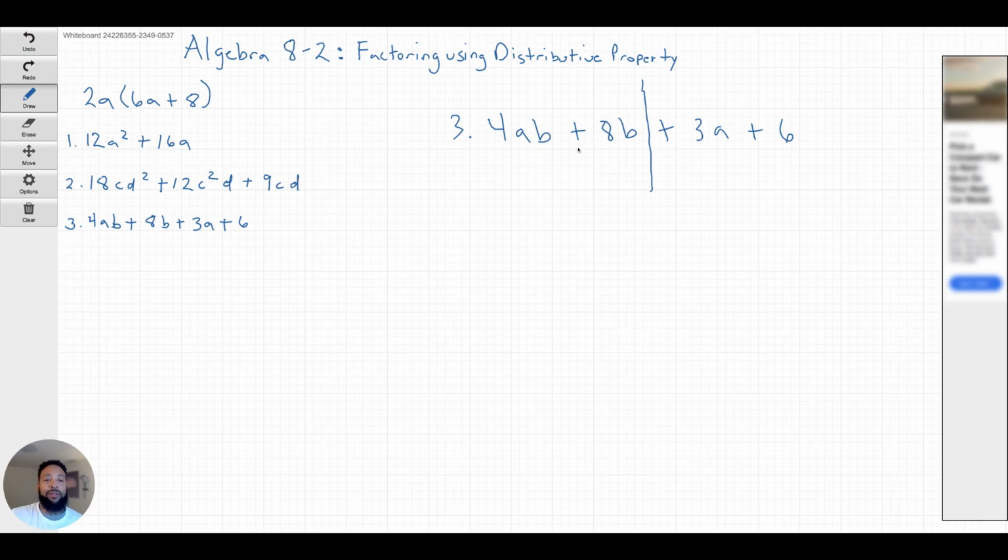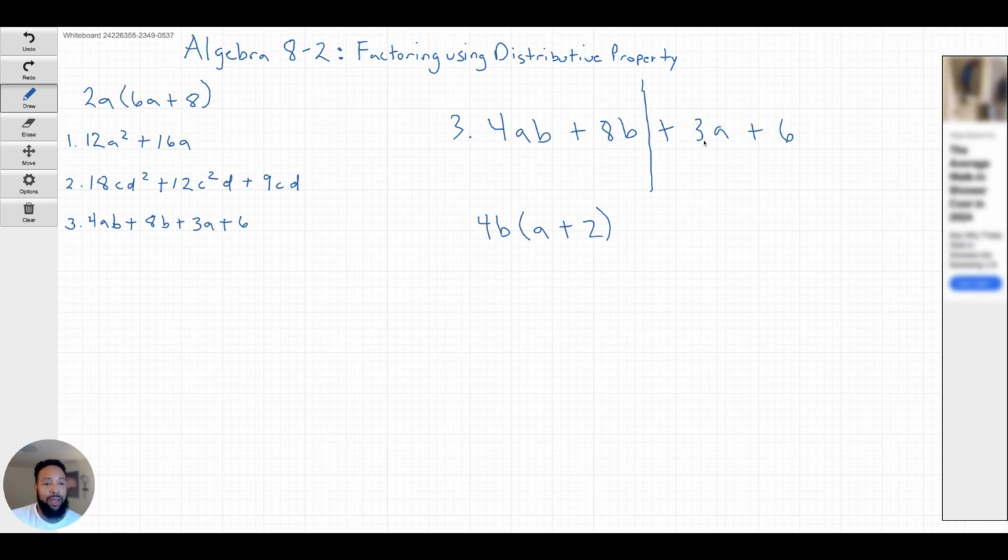So let's look at this 4AB plus 8B. So we would say we could pull out a 4 between the 4 and the 8. And then they also have a B in common. So we pull out the B. And what are you left with? A plus 2. Because 4B times A is 4AB. And then 4B times 2 is 8B.